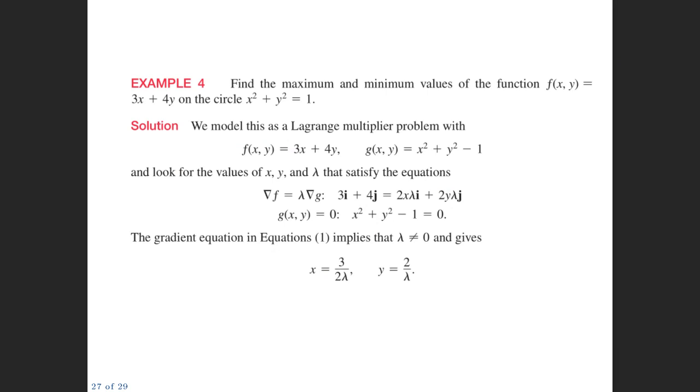Let's do another example. Find the maximum and minimum values of the function 3x plus 4y on the circle x squared plus y squared is equal to 1. What do we need first? First, we need our two functions, f and g. So we write those down. And then we're going to be looking for the values of x, y, and lambda, which satisfy the equations nabla f is equal to lambda nabla g, and g is equal to 0.